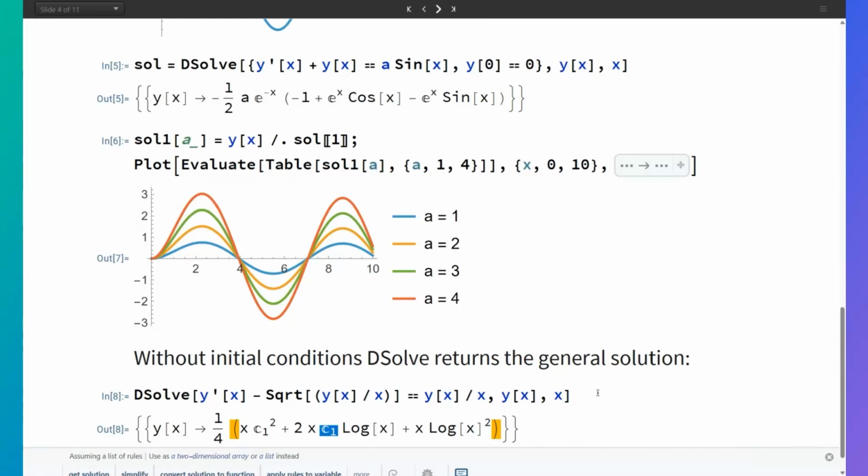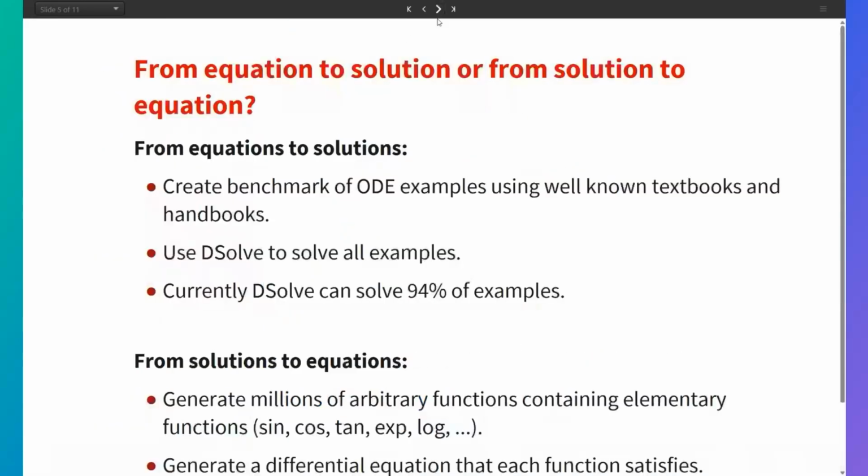So next question here: how can we determine how powerful DSolve is? And there are two approaches here. The first approach can be called from equations to solutions. In this case, we create a benchmark of examples of ordinary differential equations taken from some well-known textbooks and handbooks on differential equations, such as, for example, Kamke, Polyanin, Zaitsev, Murphy, and some other books.